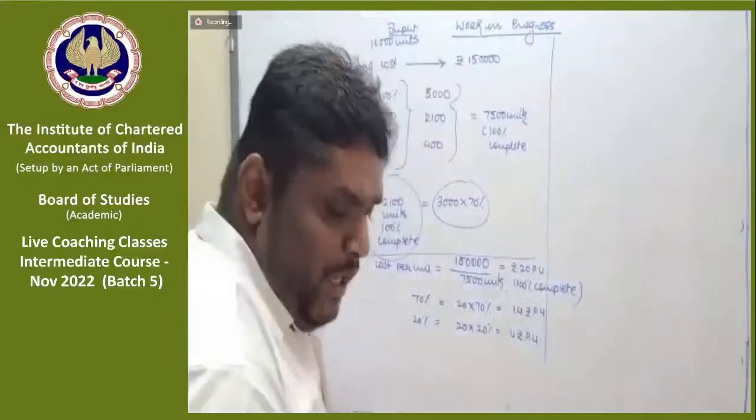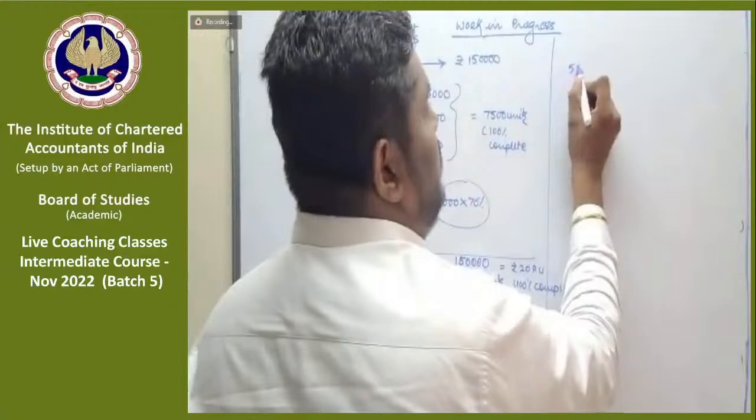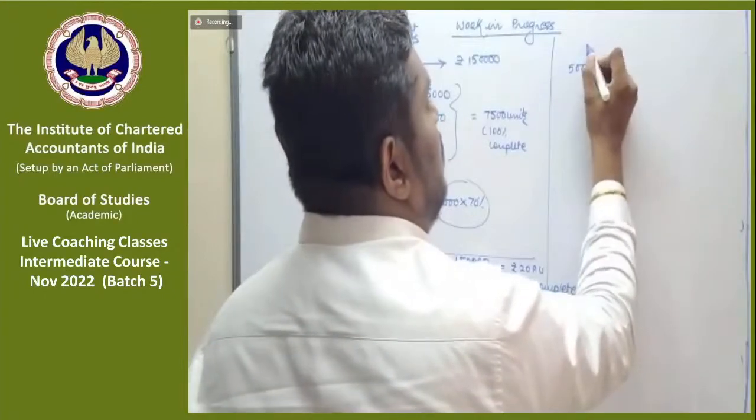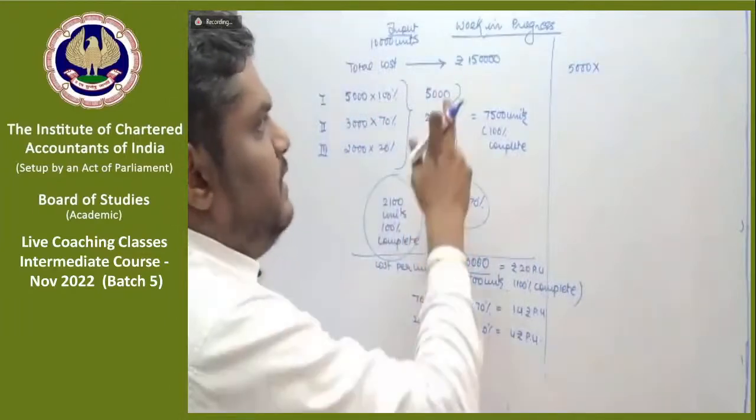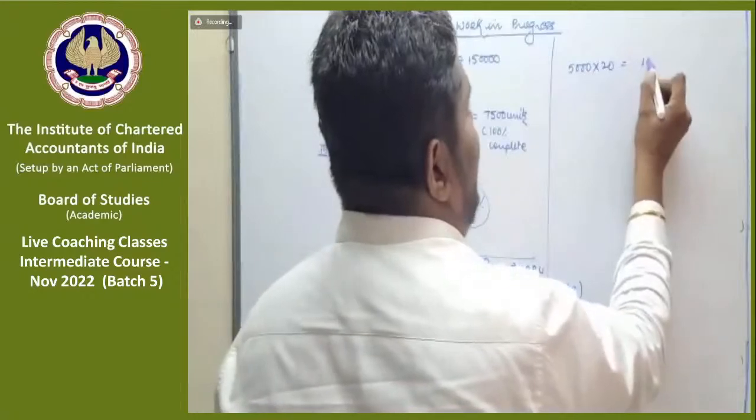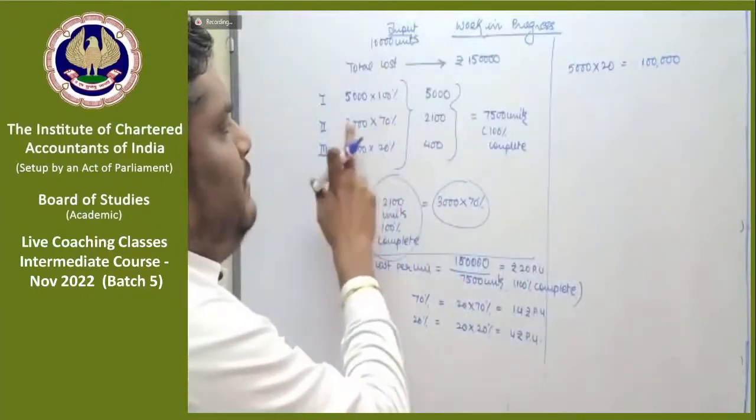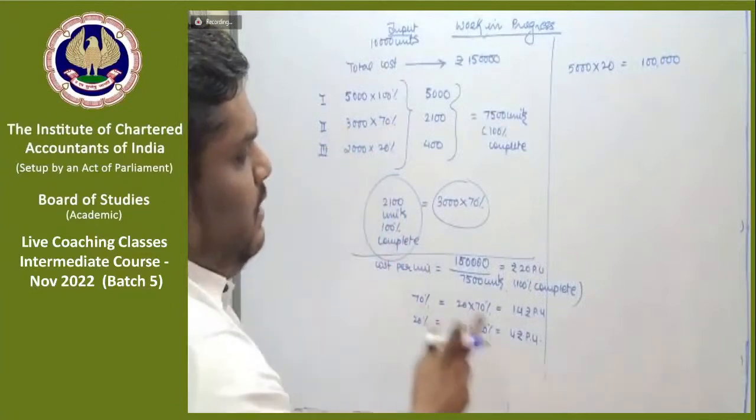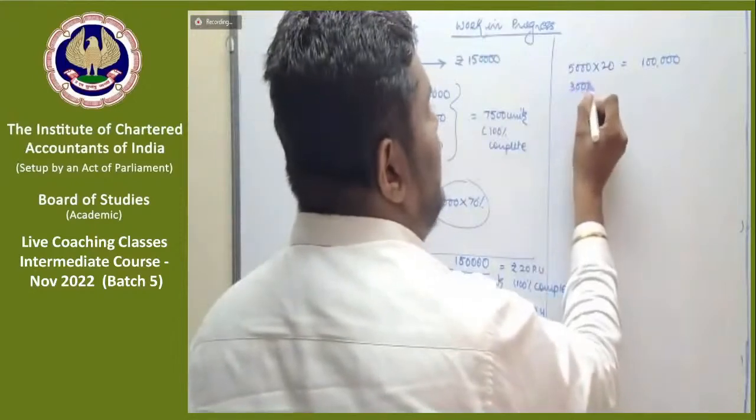So now when talking about the total value of this output, these 5,000 units will be how much? 5,000 units that are 100% complete. So the cost will be 5,000 into 20. That is 1 lakh. These 3,000 units are 70% complete. So these 3,000 into the 70% cost is 14. So 3,000 into 14.